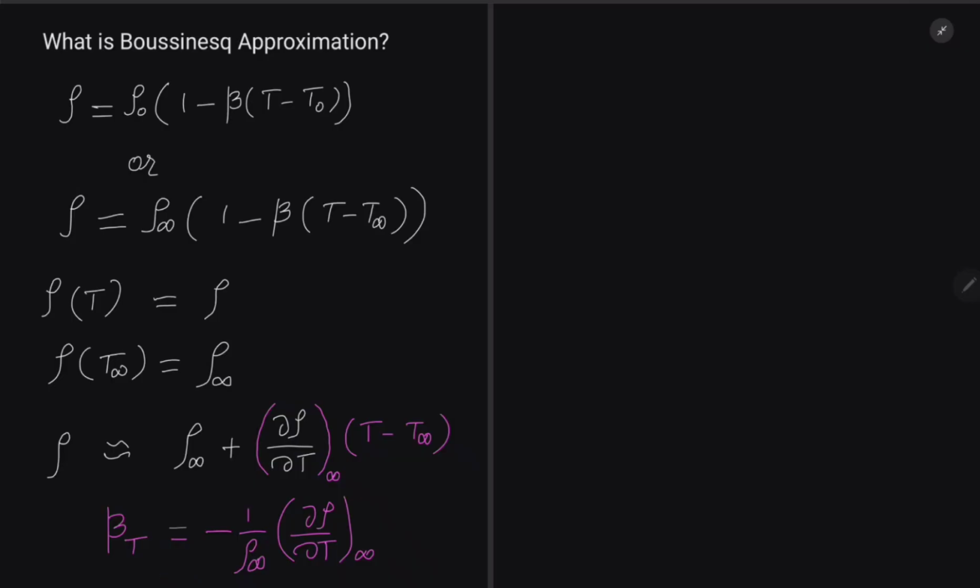Now, this is clear to us, and from here we can write partial rho by partial T, which will be equal to minus rho infinity beta T. So we found the value for partial rho by partial T at infinity, and we put that value into the Taylor expansion. Remember that we are just taking the first order term. The next term will be T minus T infinity squared, and so on, with a second derivative. I'm not talking about that.